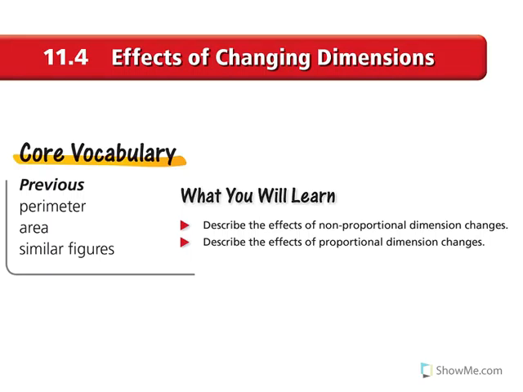In this lesson of 11.4, we're going to be looking at the effects of changing dimensions. So as we look at different figures, we're going to change their dimensions. So maybe changing their height by a factor of 2, or changing their width or their diagonals. Whatever that dimension is, we're going to change it and see how it affects the perimeter and also the area.